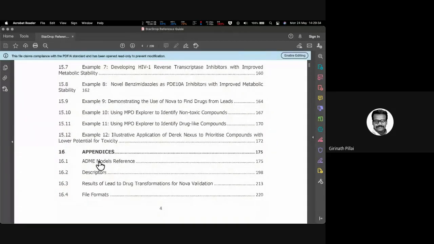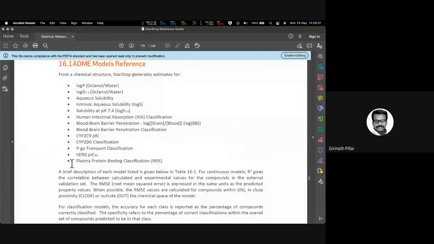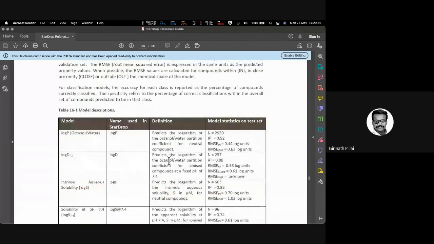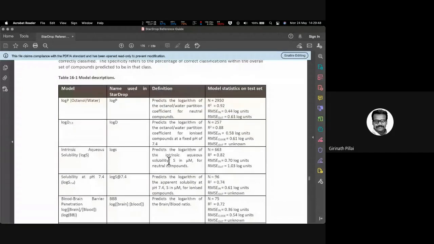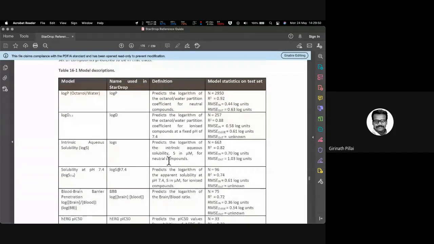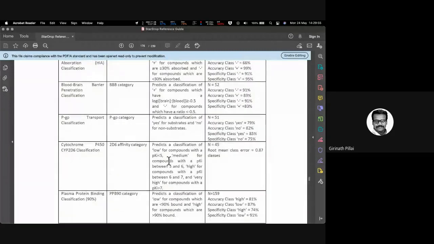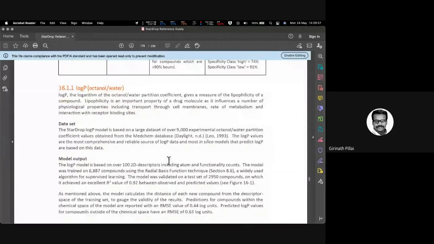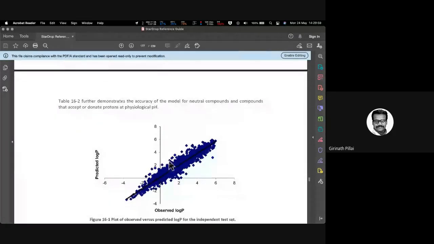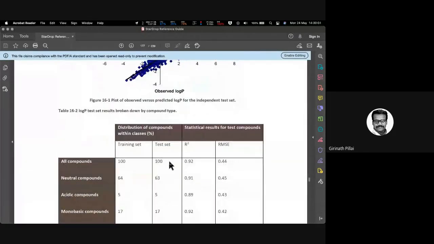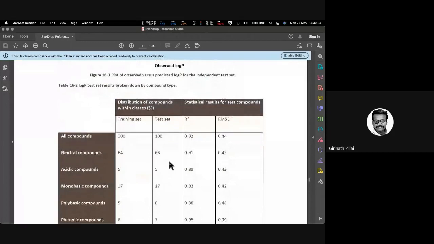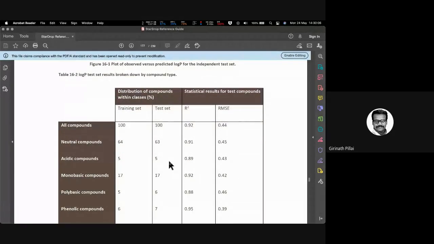So let me go to this model references, ADME model references. So this is what they have used. Each of these models are being predicted, right? And then they are able to tell you what is the accuracy level for each of these models used in the software. This is what I was telling you in the morning. Unless you know what is the class of compounds used in the training set, you cannot believe any data that is predicted by a tool. That is a common question I used to get from many people.